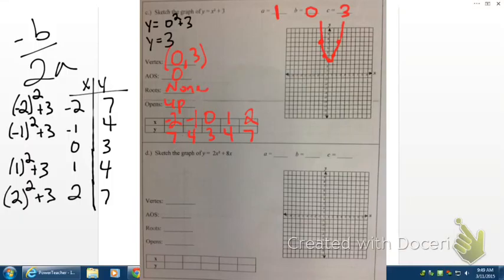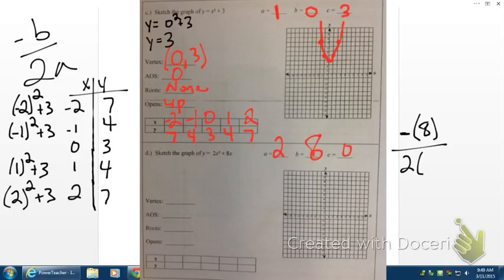So the value of A is what? All together. 2. Value of B. 8. Value of C. 0. We're on a roll. Find the axis of symmetry. Some of you got tripped up on this part. Remember, whenever you insert the B value, just write whatever that number is in parentheses. And remember, it's negative B over 2A.